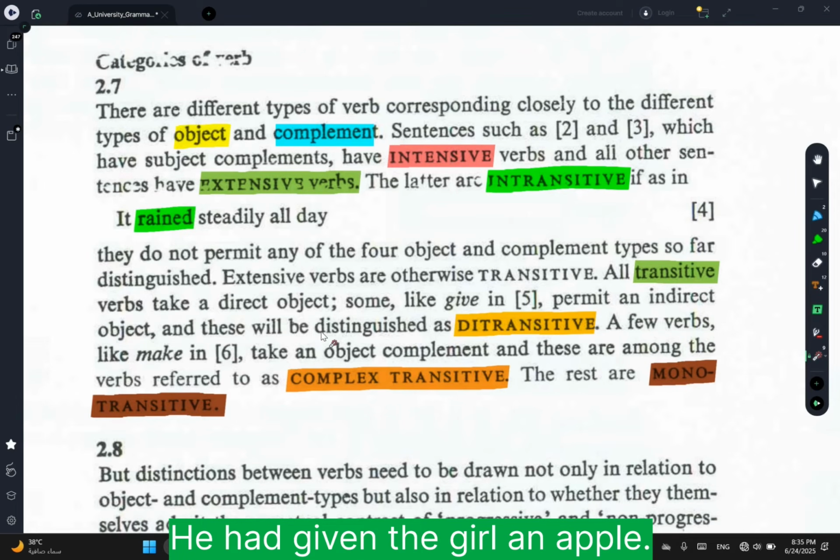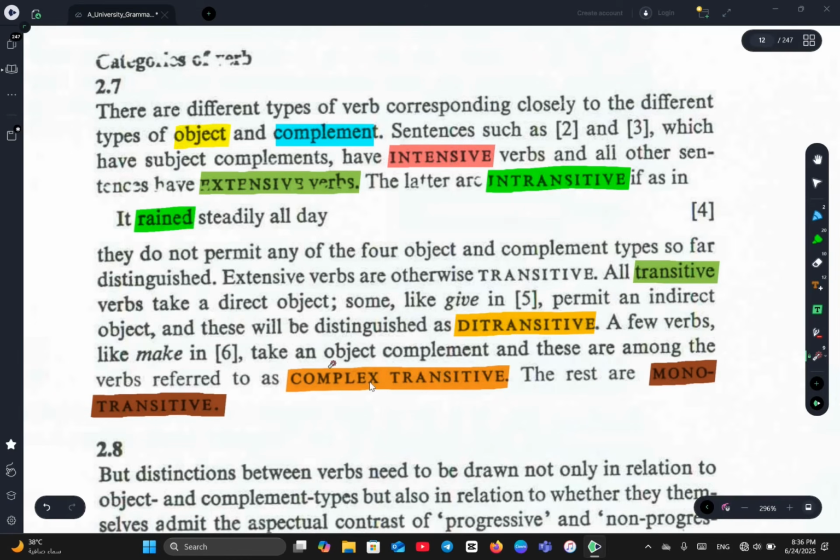He had given the girl an apple. Given here, الفعل تعدى إلى مفعولين: the girl is the indirect object, and an apple is the direct object. Another type of transitive verbs, which is complex transitive.